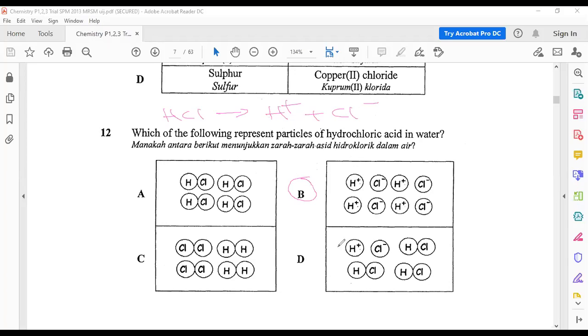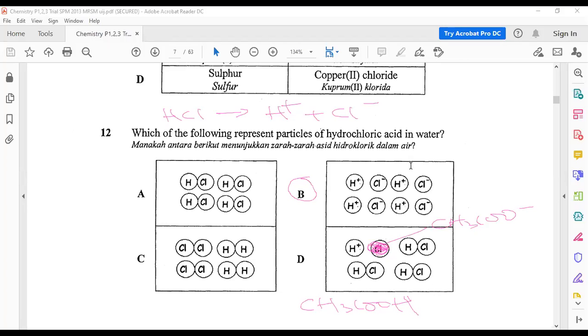Now, if it is something like D, then it will represent a weak acid, for example CH3COOH. Then maybe this one is a hydrogen ion, and the one that I colored pink will be the ethanoate ion. Some of them are still in molecular form, and some of them are in ionic form. So number 12, please change your answer. It should be B. Thank you.